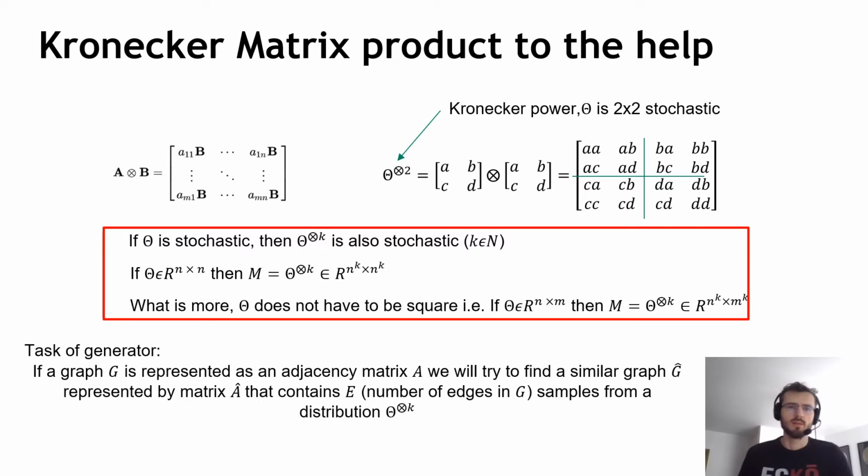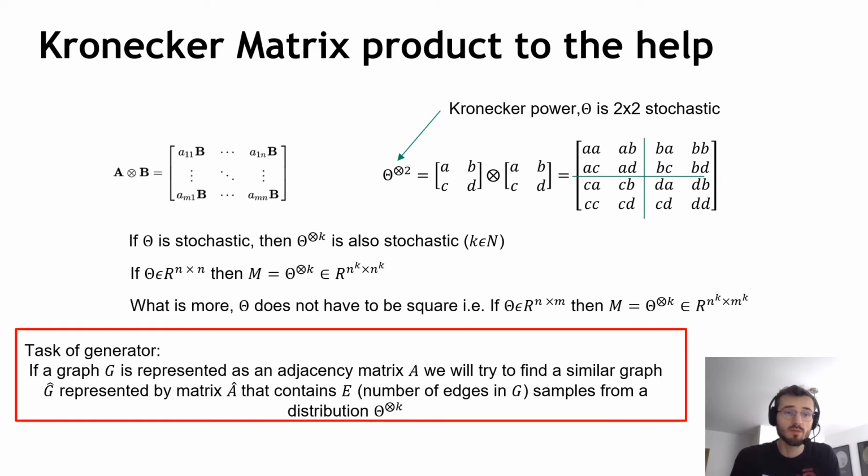Let's think about it for a while. First of all, if theta is stochastic, then the Kronecker power of theta is stochastic as well. Nice. We can use it as a distribution we sample from. Second, we have a direct influence on the size of this distribution by setting the Kronecker power value. Thirdly, if theta is not square, so not 2 by 2, but n by m in general, then the Kronecker power of such a matrix is also not square, but the shape changes exponentially.